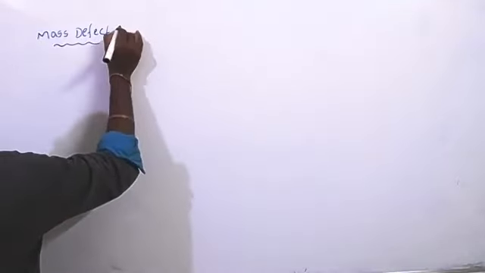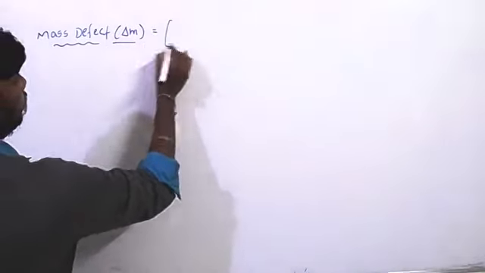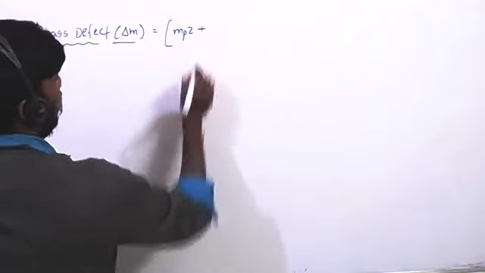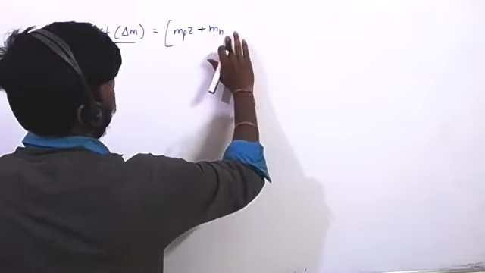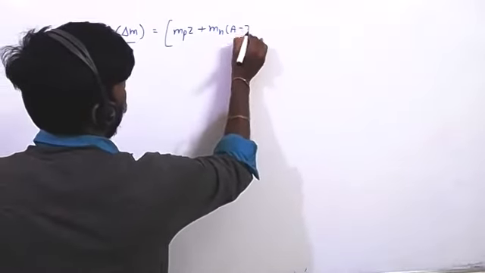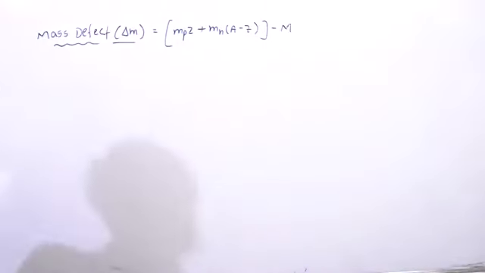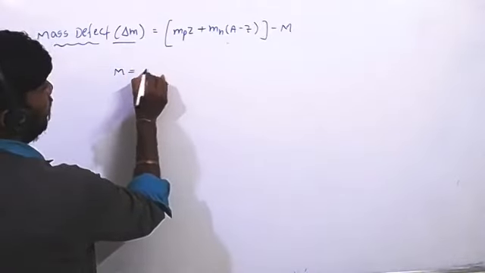Mass defect is denoted by the letter delta M. Delta M equal to Z Mp plus Mn (A minus Z) minus M. What is M here? Mass of nucleus. Yes, M equal to the total mass of the nucleus.